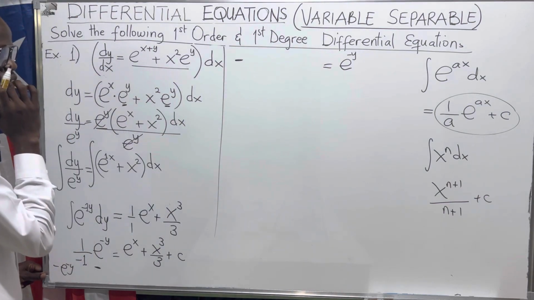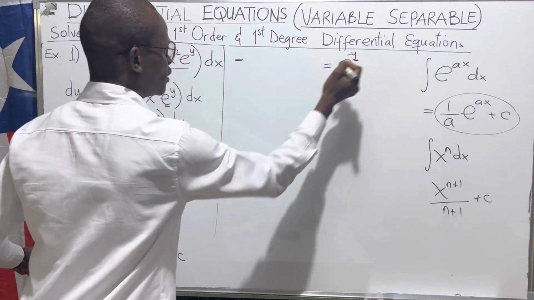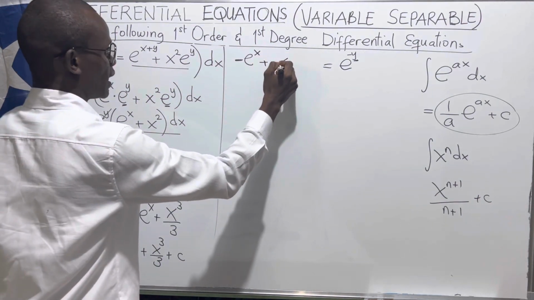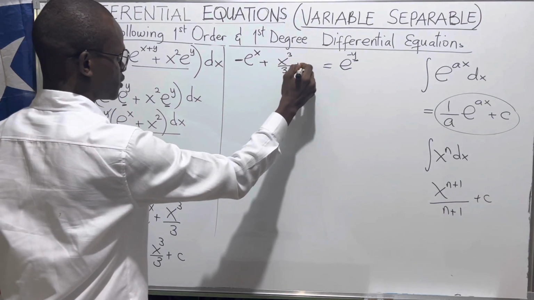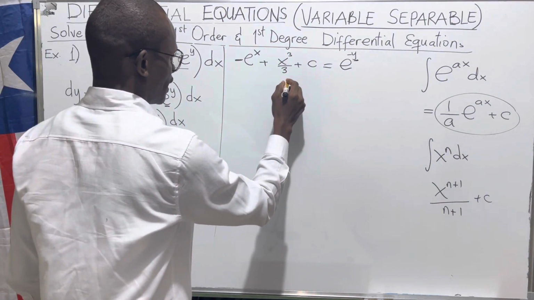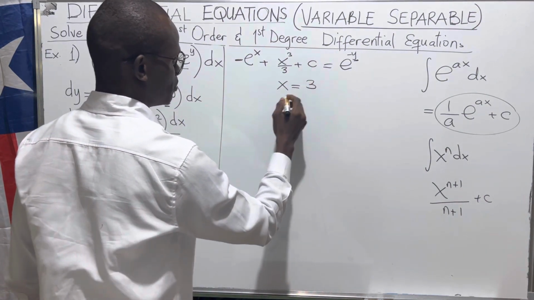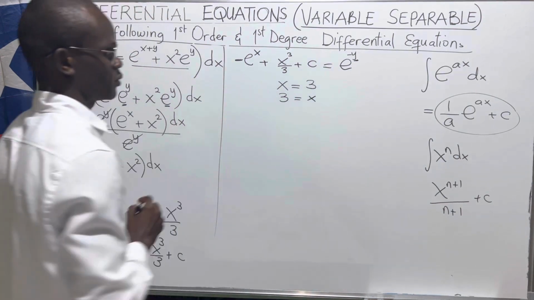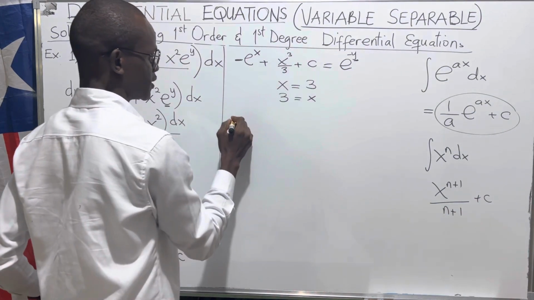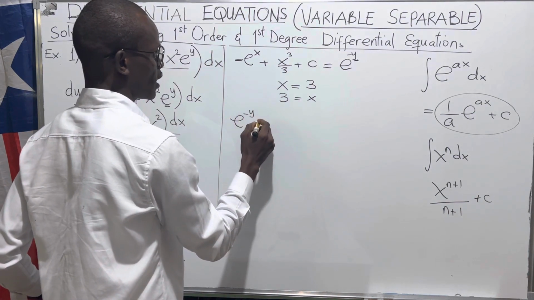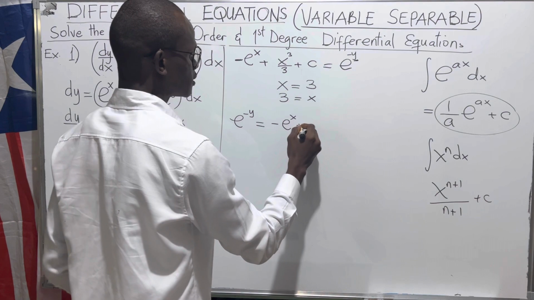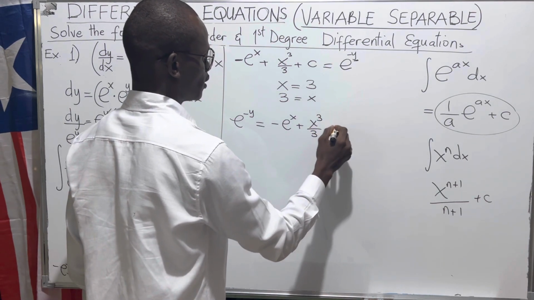But even if we don't go that route, we still have to solve for this y. So now we have e raised to the power x plus x cubed all over 3 plus some arbitrary constant c. Now if x equals 3, it means 3 equals x as well, right? So if we have this equal to this, this is also equal to this. So we can say e raised to the power minus y equals minus e raised to the power x plus x cubed all over 3.